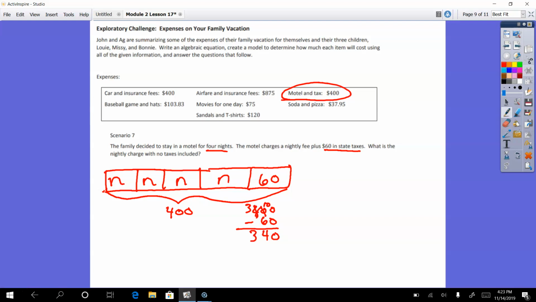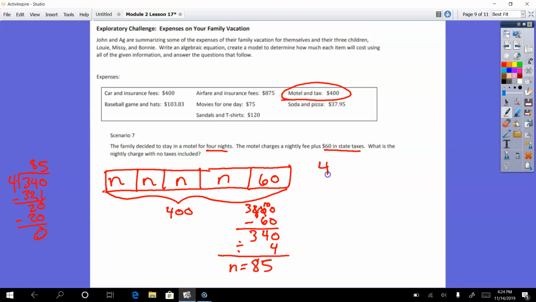Leaves me with 340. And there were 4 nights, so we're going to divide by 4. So 4 will go into 340. 8 times is 32, subtract is 2, bring down the 0. 4 will go into 20, 5 times. And that's just $85 per night.